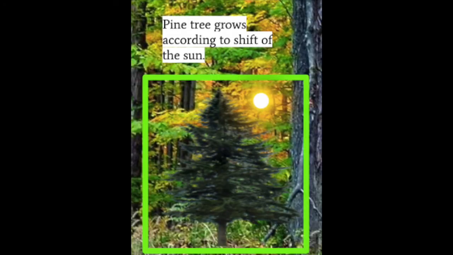Photoperiodism and phototropism in plants. An example of this is the pine tree. Pine trees are sun-loving plants, therefore the leaves and stems of the pine tree display positive phototropism. This is indicated by the direction of the plant's stem in relation to the direction of sunlight.